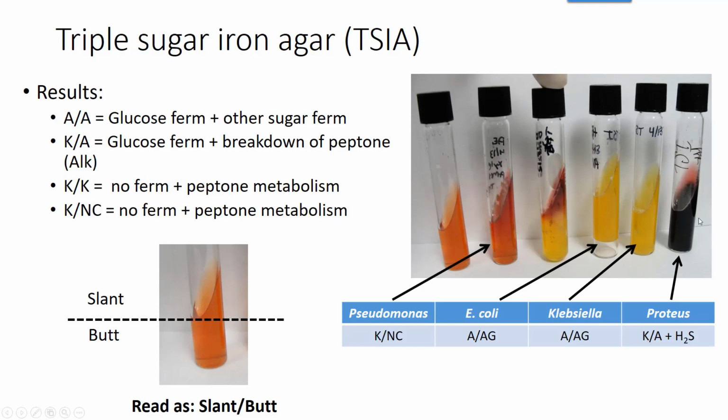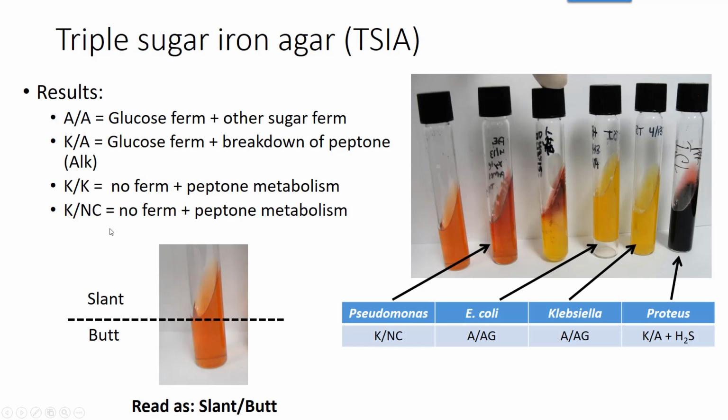Another possible positive reaction, K over K. That would be an all red tube. These tubes shown here don't show that, but K over K would be an all red tube. And K over NC, or K over no change, which we see with our Pseudomonas. So these are all possible positive reactions. Lots of things happening. Lots of different colors happening.